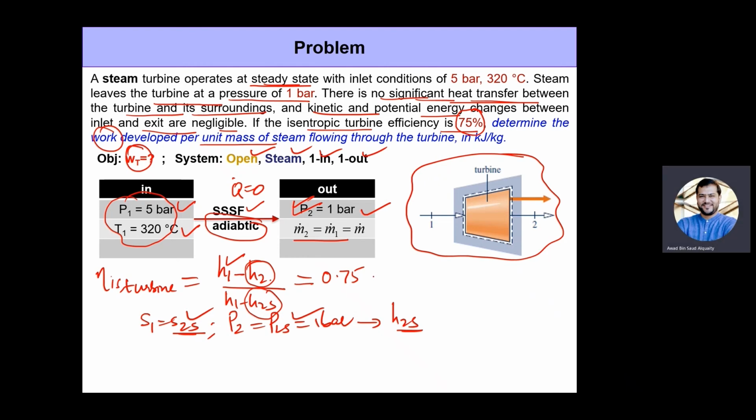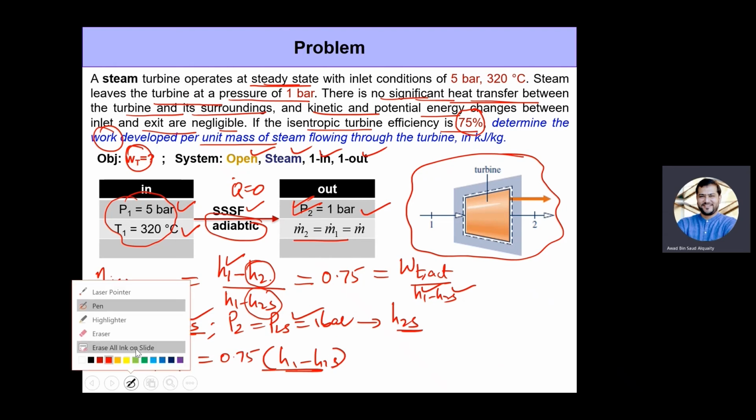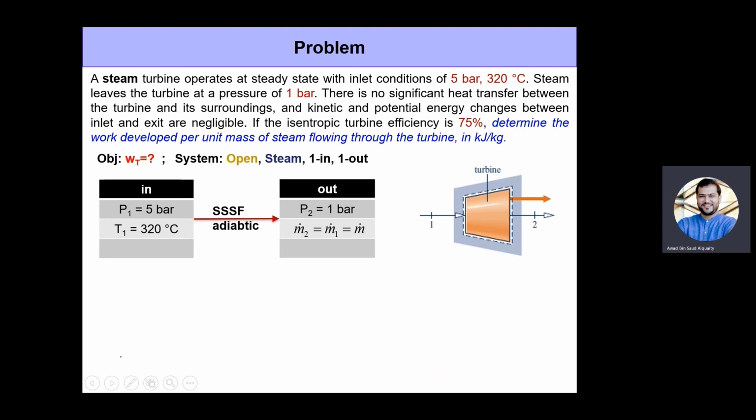What we need is basically the work output per unit mass, which is H1 minus H2. So isentropic efficiency can also be written as the actual work output divided by the isentropic work output, which is H1 minus H2S. Now I have H1, I have H2S. I'm going to substitute that in here, and the actual work output is simply going to be equal to 0.75 times H1 minus H2S. When you plug in those numbers, you get the actual work output. It's as simple as that. The only thing you've got to remember is that for an isentropic process, entropies remain the same, and you have to make use of that.